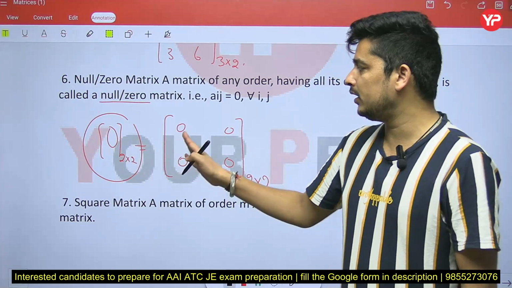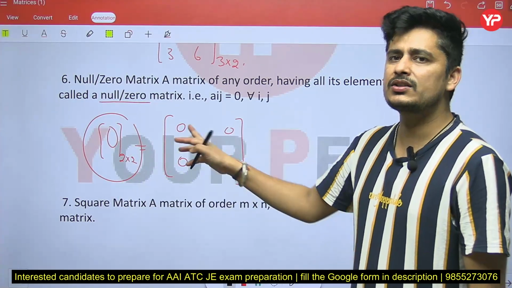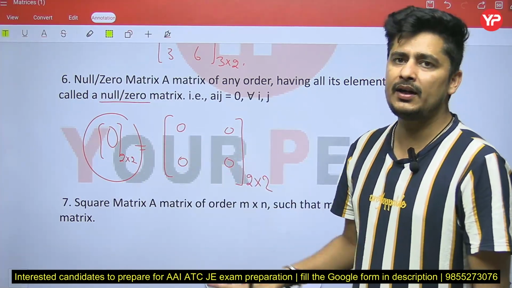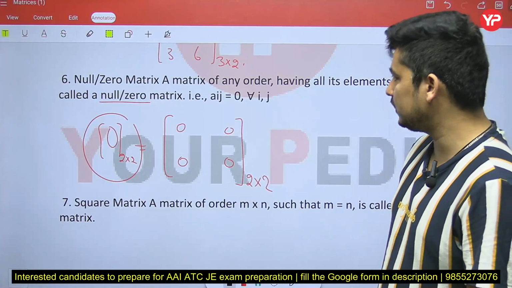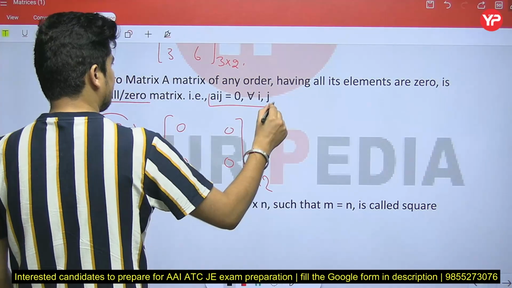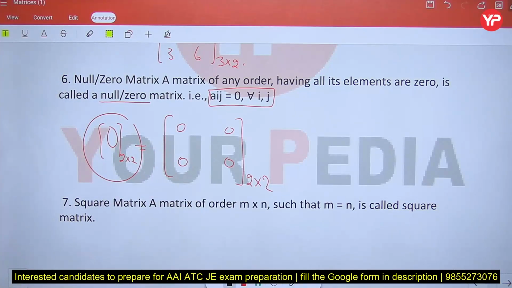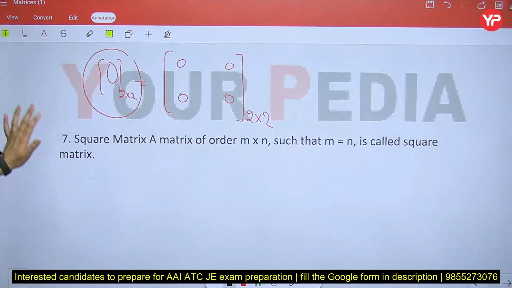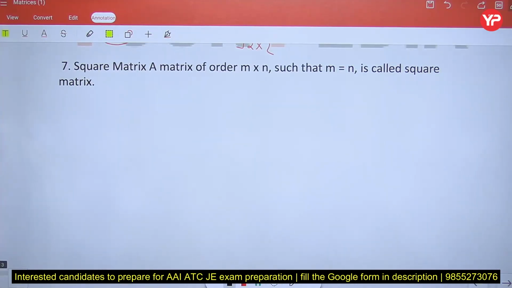What is the meaning? That you have to make a matrix which is having 4 elements, that all elements are 0. Right? And this is the other representation for that one, that Aij equals 0 for all values of i and j. Square matrix, I already discussed this thing with you.